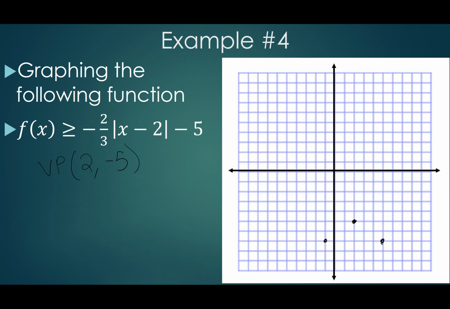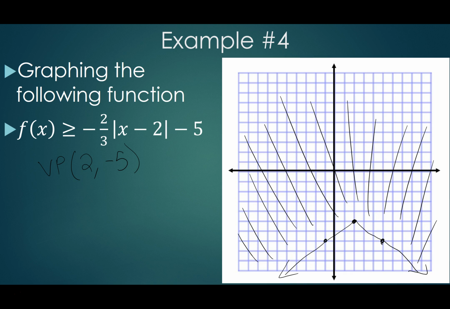Now to create the V, because it's equal to, we'll do a solid line. And since it's greater than, we need to be above our V, which means all this region up in here is all above the V. So that'd be the correct shaded region there. So again, it can be inside the V, but that's only if, in this case, it had been less than, then we would have gone inside the V in here. So greater than, we go above, less than, we go below.